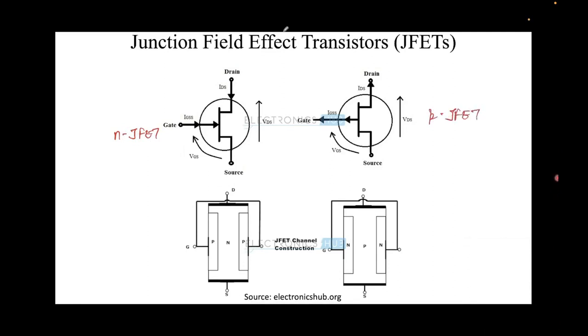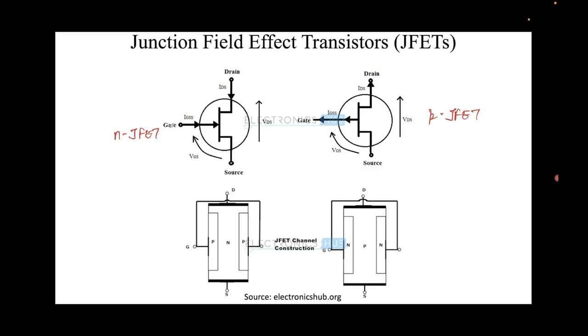You can see that this symbol, one vertical line and these two rectangular lines, and the symbol inside the circle is for the NJFET, and if the arrow is pointing outwards from the gate, it's known as PJFET. It's a 3-terminal device, so you have the drain, you have the gate, and you have the source. These are the 3 terminals.